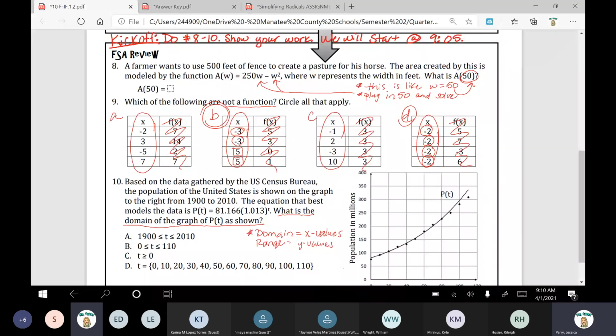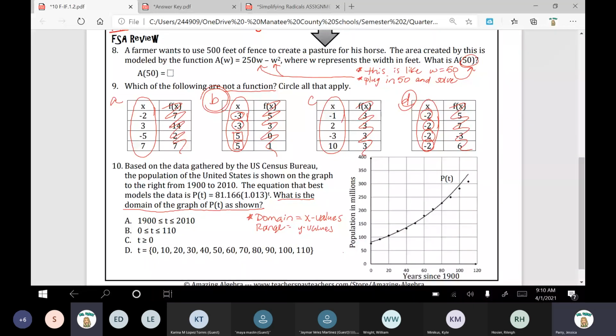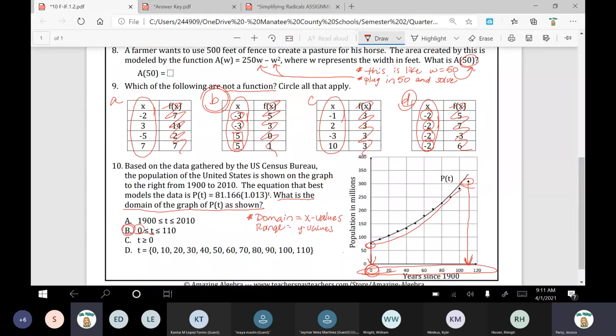But we're only focusing on domain. So you're looking at all of your X values from left all the way to right. We start at 0 and then we end in between the 100 and the 120. Half of that would be 110. So that is why B is the correct answer, because T falls in between 0 and 110.